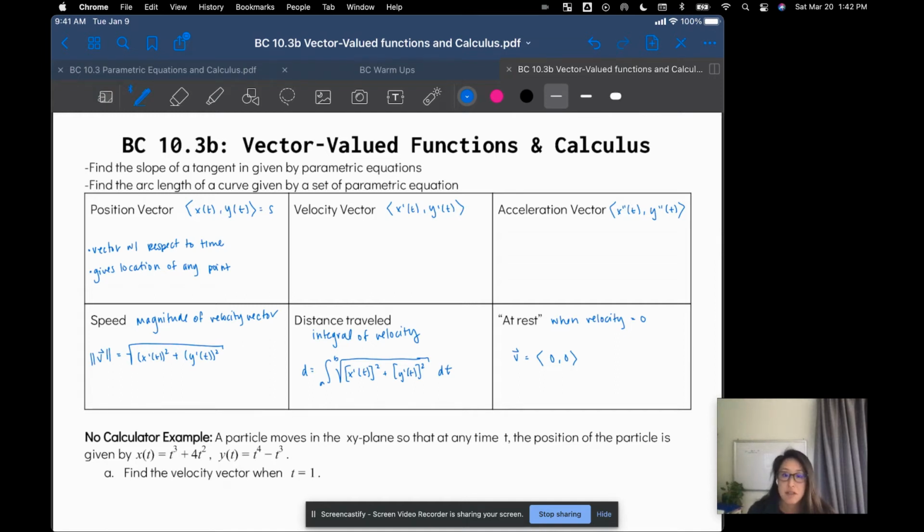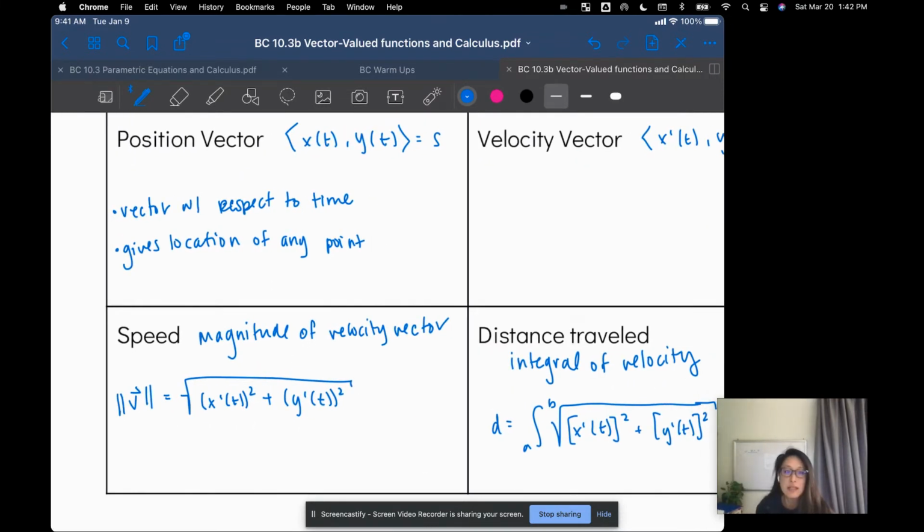Today we're looking at vector valued functions and calculus. A couple things we need to do: we need to define what a position vector is. For a position vector, I usually use s because we already are using x as one of the components of the vector. So s is something different than x, okay? We write the position vector as the x coordinate, the x position, comma, y position. The position vector gives us any location of the point.